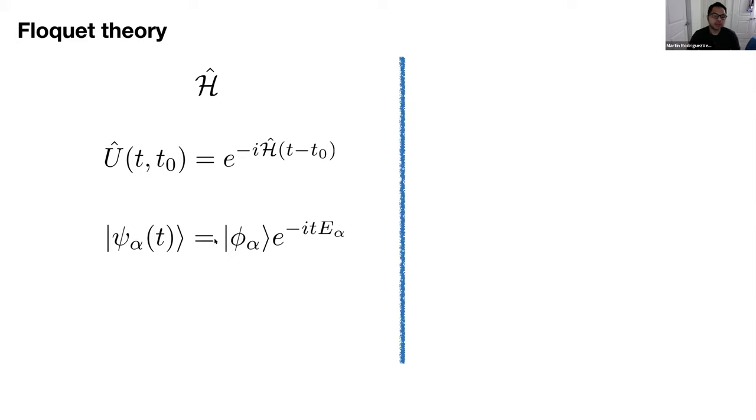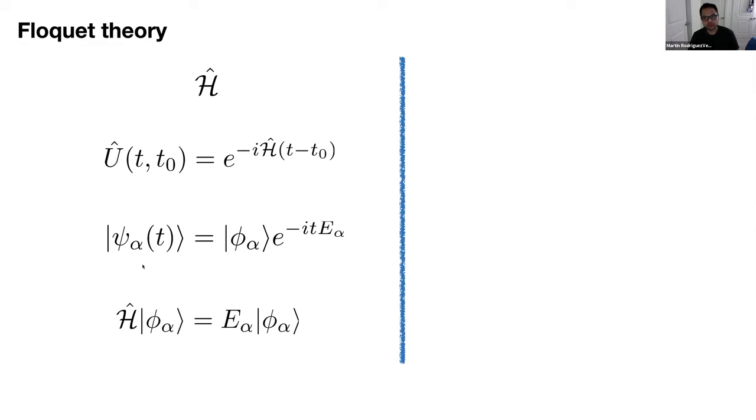Now, the wave functions can be written as the product of a time-independent piece times a phase factor. And that phase factor contains this conserved quantity due to the time translational symmetry. That is just the energy. Now, plugging this in the Schrodinger equation leads to the usual eigenvalue equation that one works with typically.